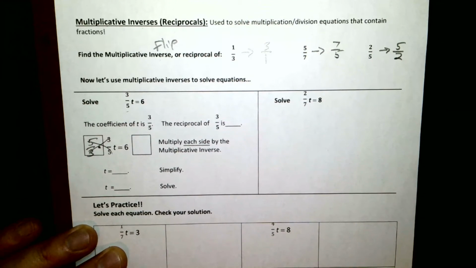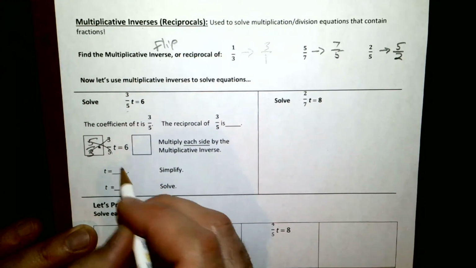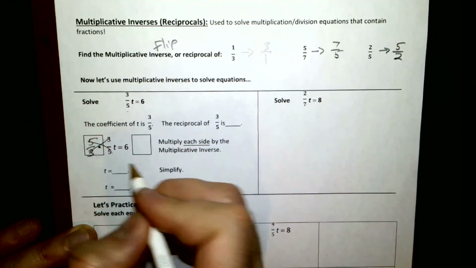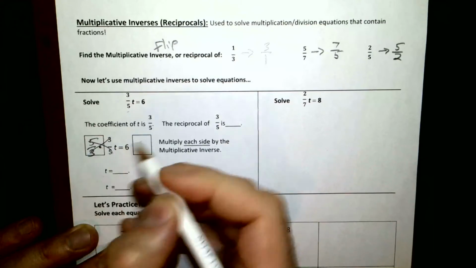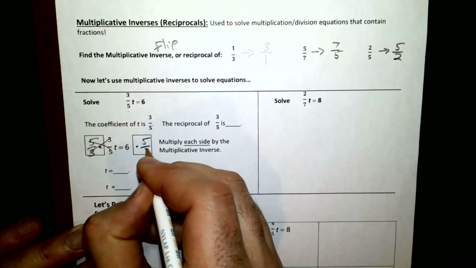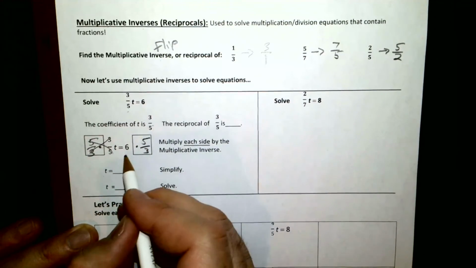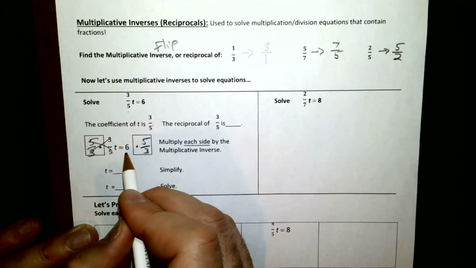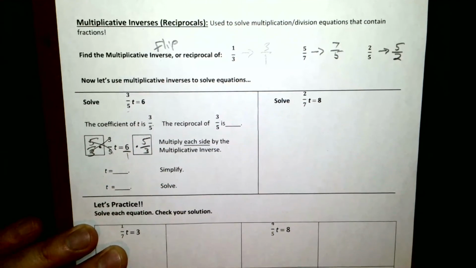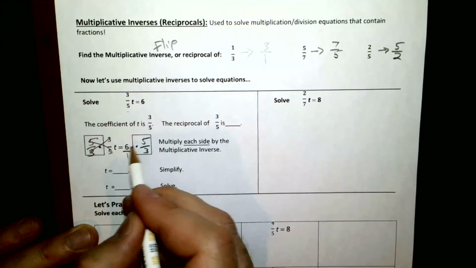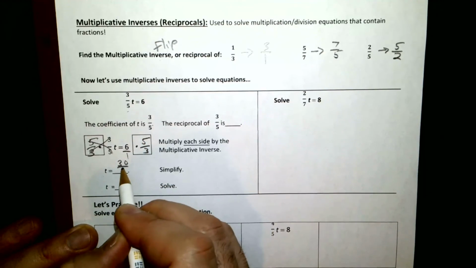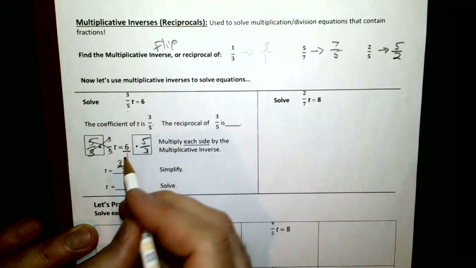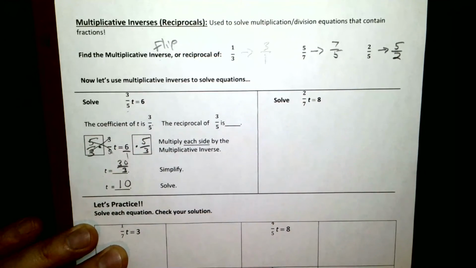Basically, those two fractions have canceled out, and I've gotten t all by itself. But whatever I do to one side, I have to do to the other. And to multiply a whole number by a fraction, I just put a 1 under it, and then I multiply. 6 times 5 is 30 over 3, and 30 divided by 3 is 10.